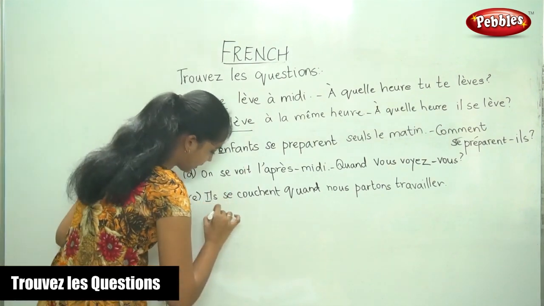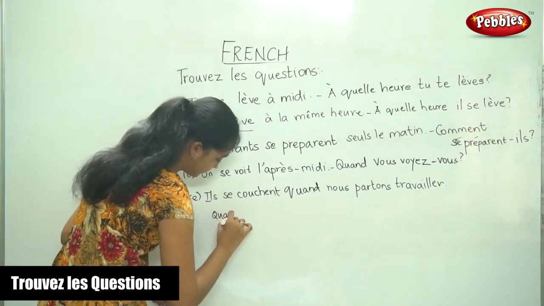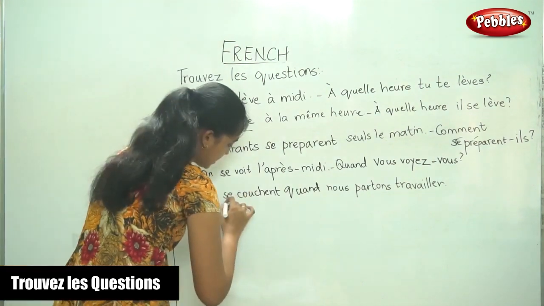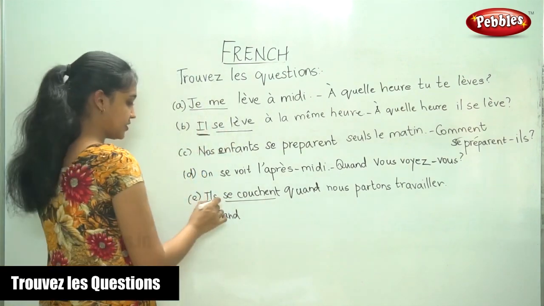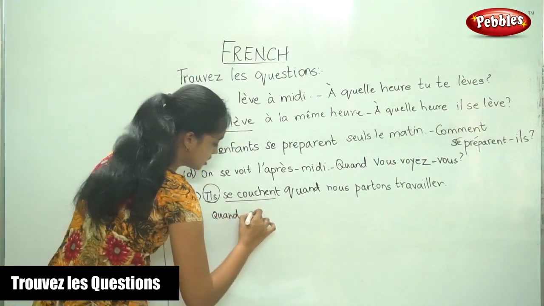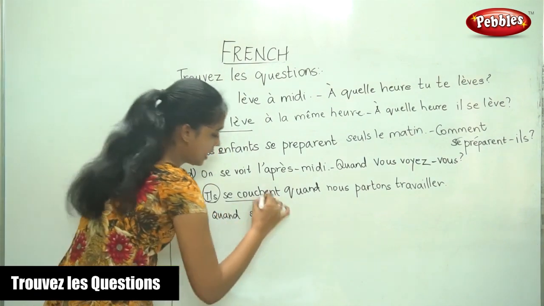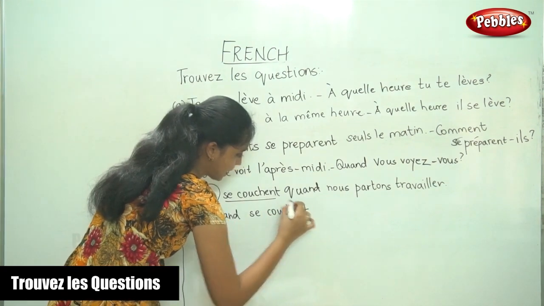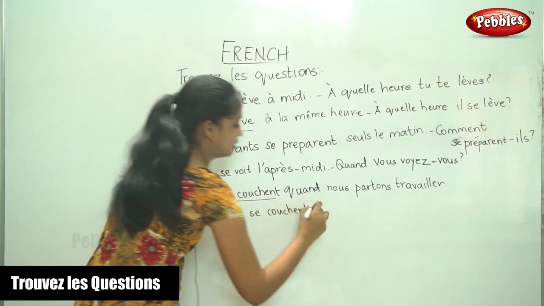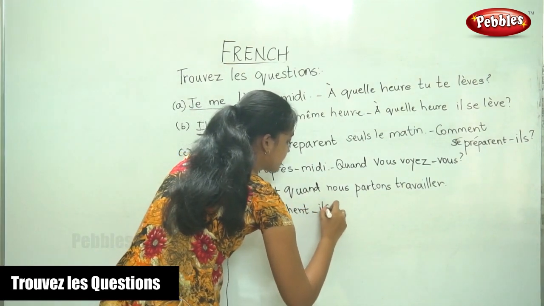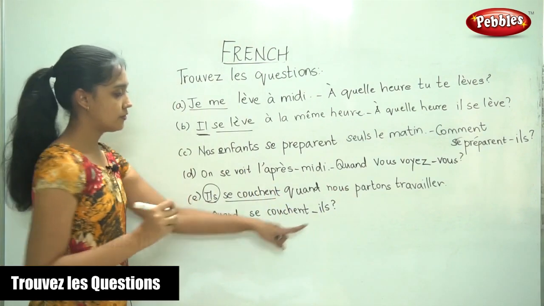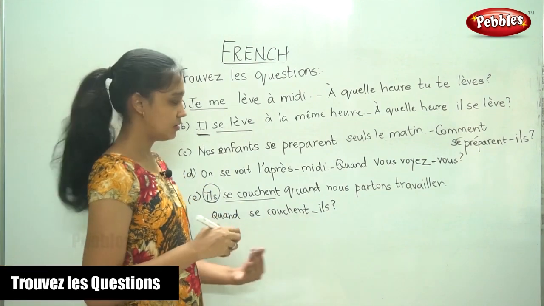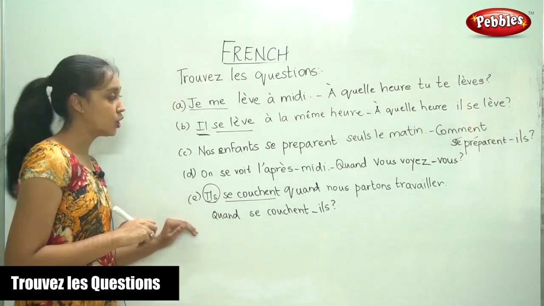And the word for when is quand. Quand. So, se couche. Now the subject is il. Se and couche. And finally, we write the hyphen and the subject. So you must not forget the question mark. Quand se couche il. So this is how you write the question.